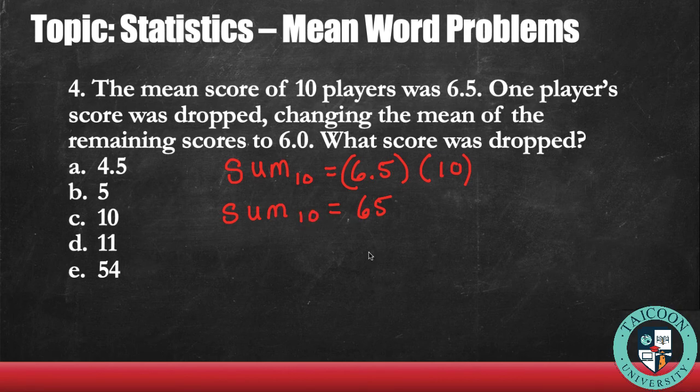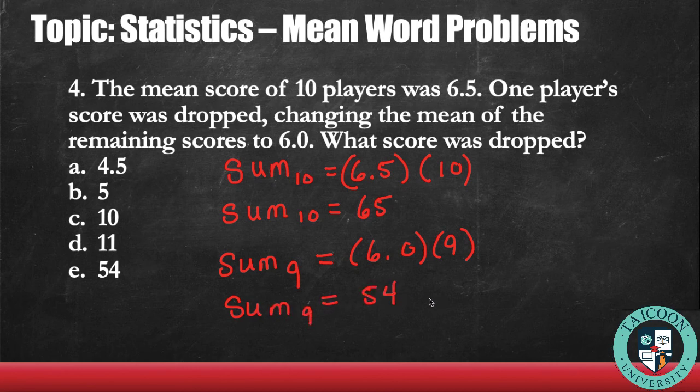One player's score was dropped, changing the mean of the remaining scores to 6.0. If we remove one of the player's scores, we actually only have 9 players remaining. So we say the sum of those 9 players is going to be equal to 6.0 times 9. We have that the sum of the 9 players is 54.